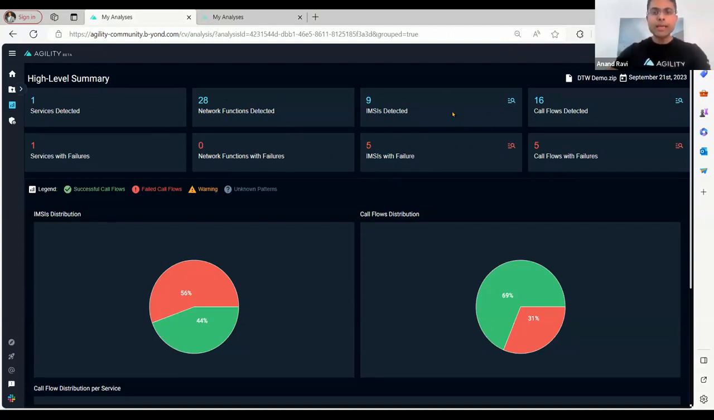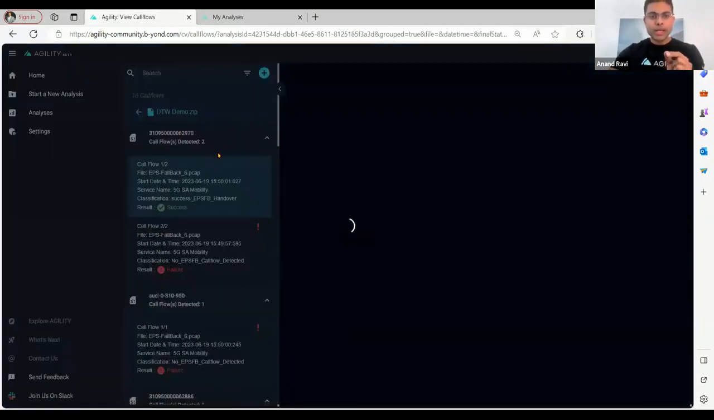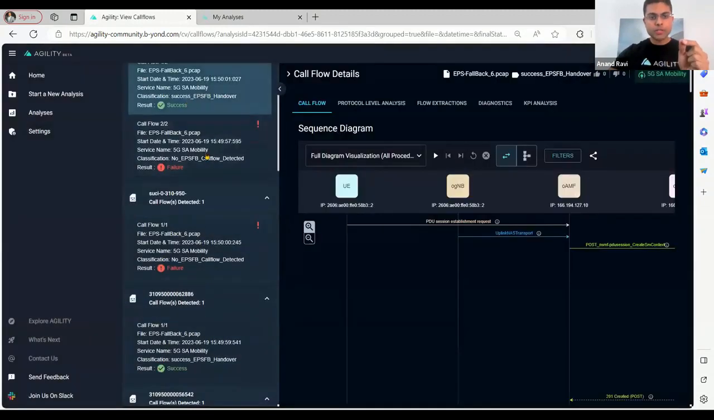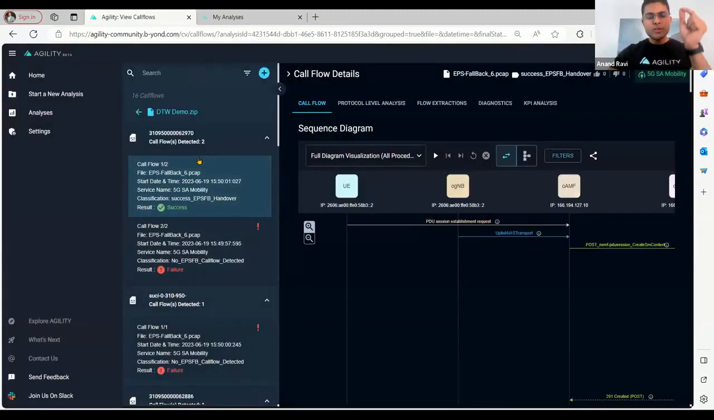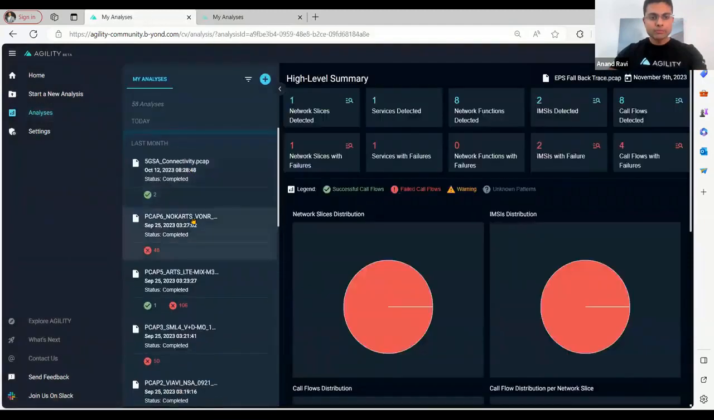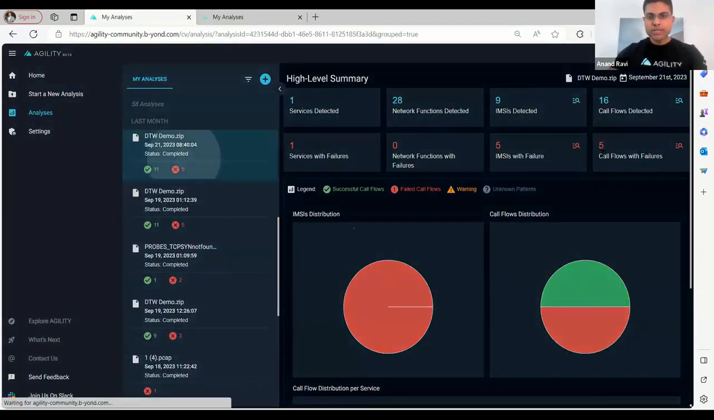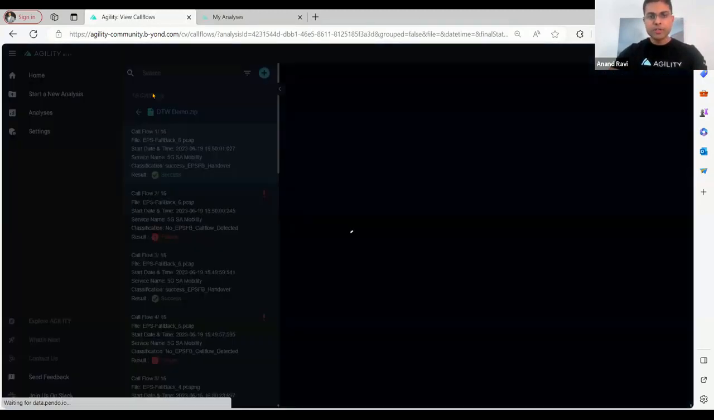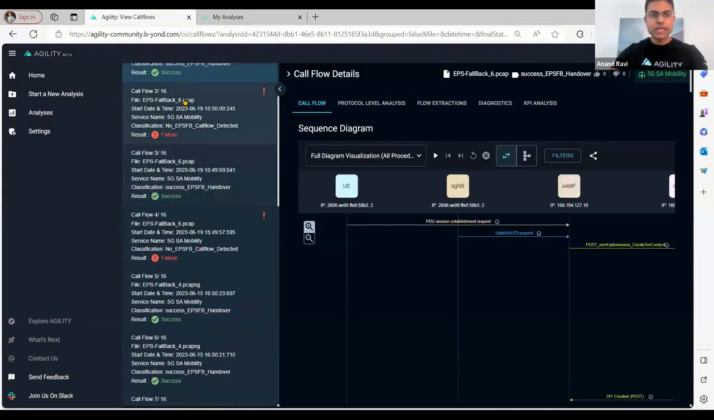From here, I can dive individually into the way I prefer to look at these KPIs. If I'm interested in subscriber level information, I can always dive into the subscriber level information here, right? But if I go back to that same analysis that I have here, and I'm interested in the call flow level details, I can always focus on every call flow that was dissected in the PCAP by Agility, right?